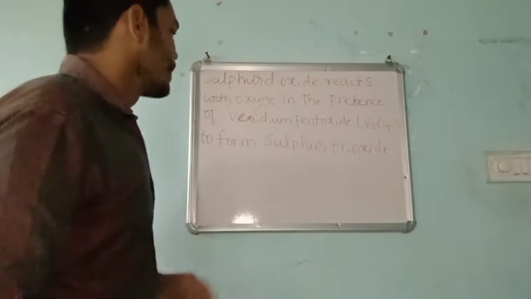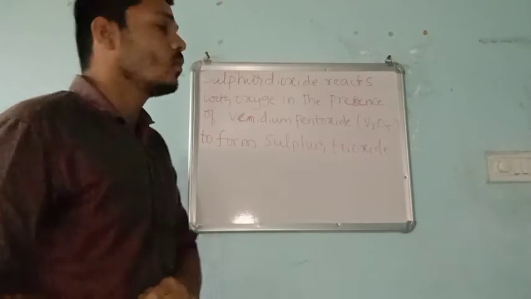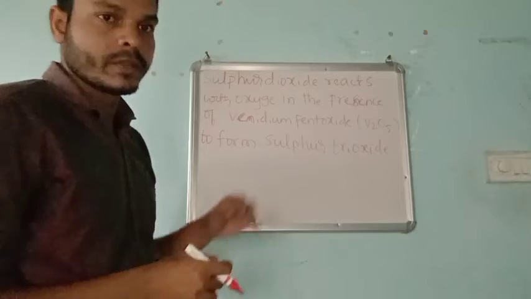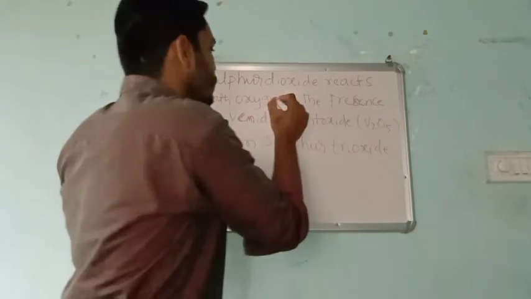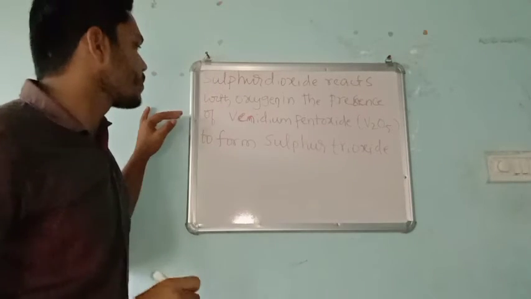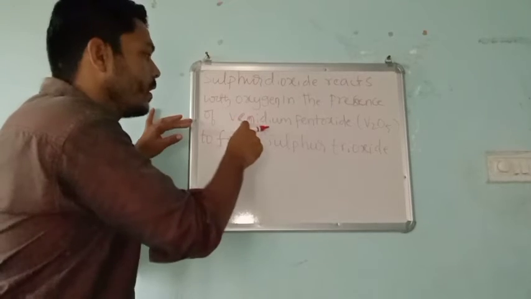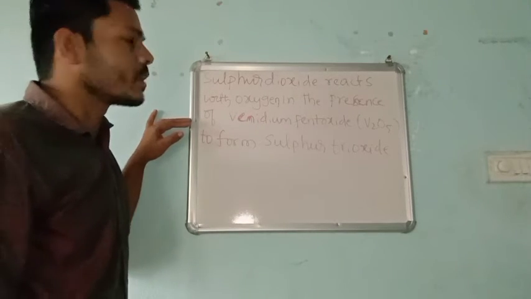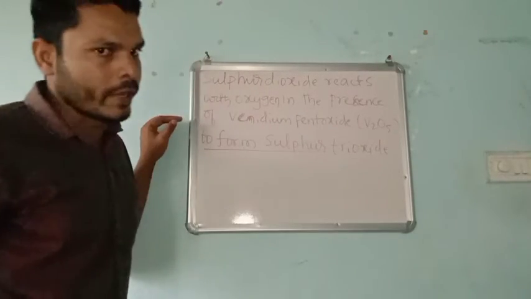Right? So it is better you only solve these things, then you come to know what are the difficulties you are having while solving this. Okay, I repeat it. Sulfur dioxide reacts with oxygen in the presence of vanadium pentoxide, V2O5, to form sulfur trioxide. Please solve it and send it to me. Right? This is one assignment.